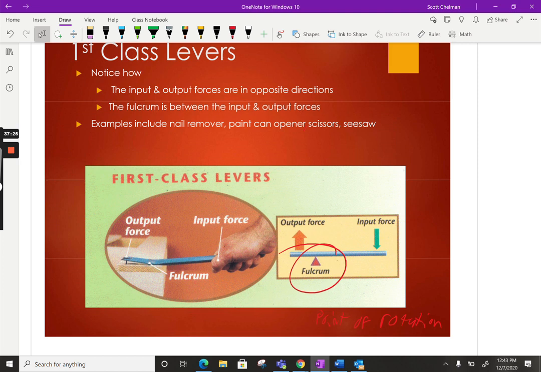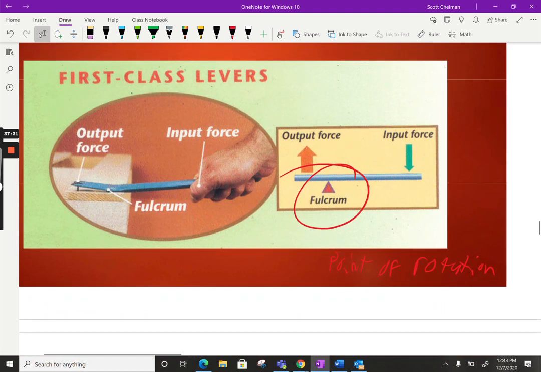Anything that we pull with is going to be this first class lever. The fulcrum is between the input and the output force. And basically you're pushing it one way, and the object is moving the opposite way if it moves.